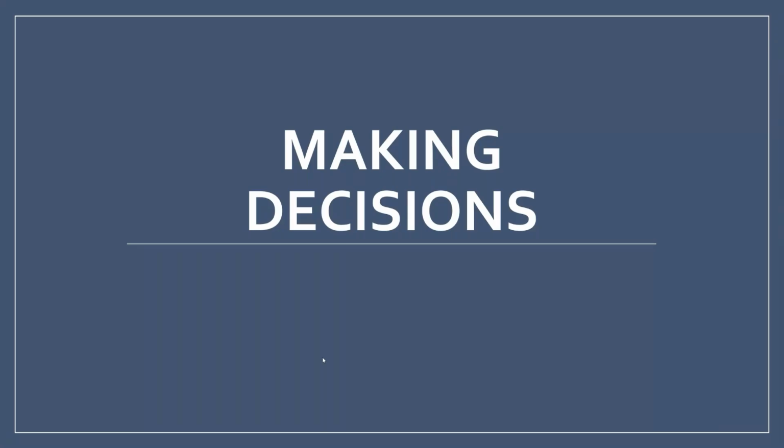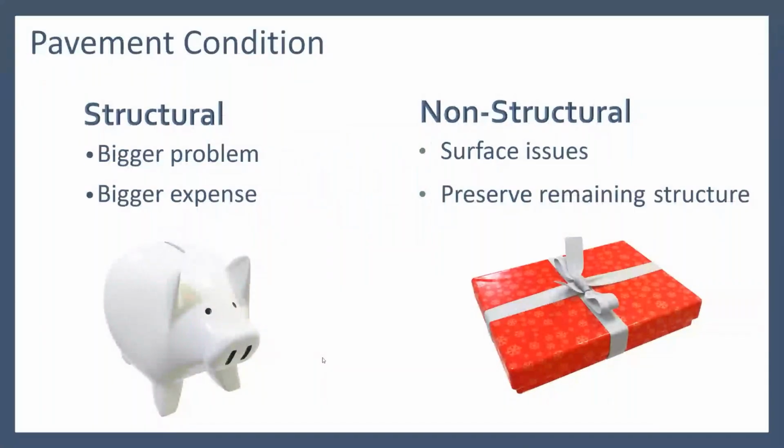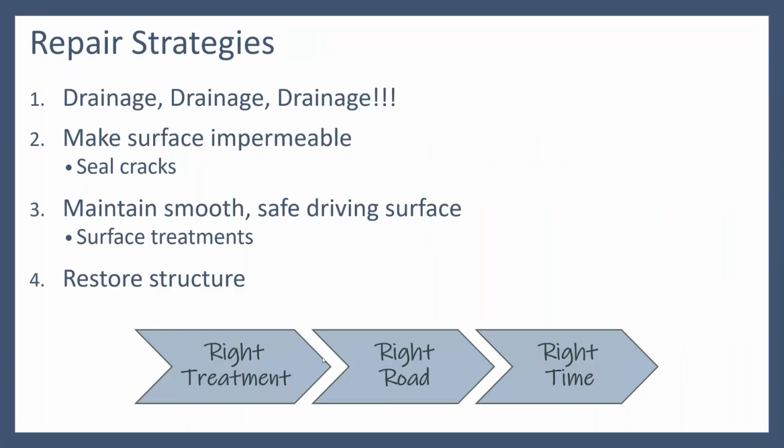So making decisions, how do we make these decisions? Again, the structural versus non-structural is really where it starts. Knowing, is this just a surface issue or is it something that's going to go much deeper than that? So bigger problems or bigger expenses, surface issues, we have a chance to preserve that remaining structure. And that is like somebody gave you a gift.